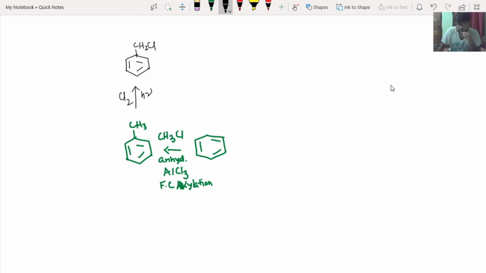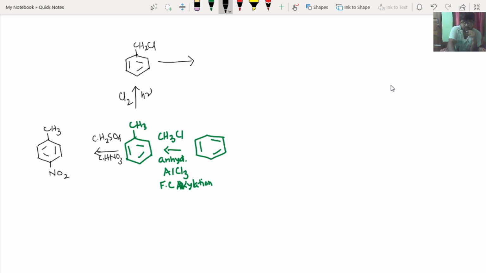Now we can also perform nitration reaction on this toluene with mixed acid, that is concentrated sulfuric acid and concentrated nitric acid. This will be converted into para-nitrotoluene.